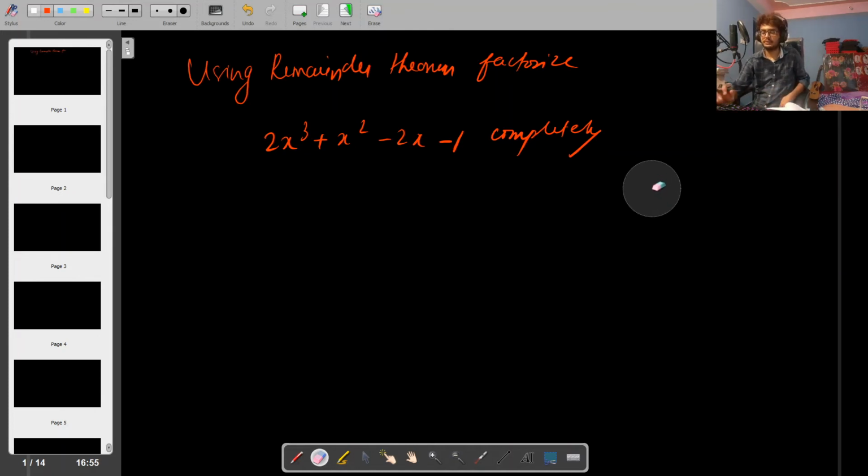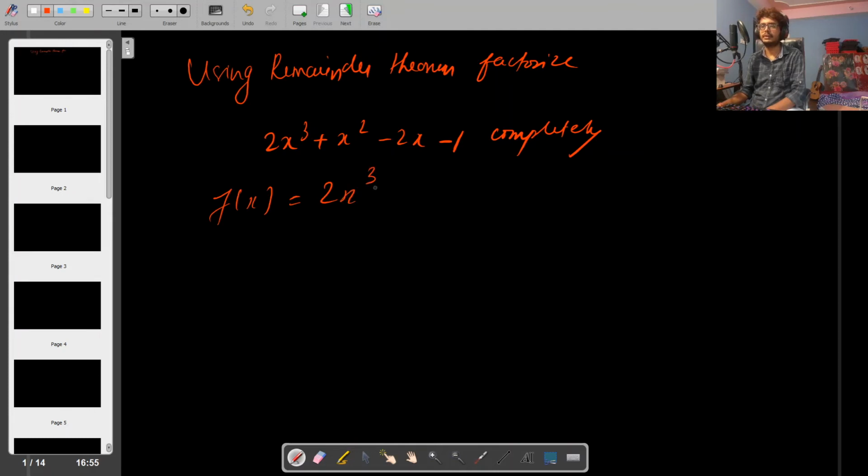Okay, now I'll solve it. If you don't want to hear the explanation, you can mute me. So let's say this to be fx, a function of x: 2x cube plus x square minus 2x minus 1. Now let's try putting some values of x. Let's say x is 0: 2 into 0 plus 0 minus 2 into 0 minus 1 is equal to minus 1, which is not equal to 0. So 0 is not a factor.